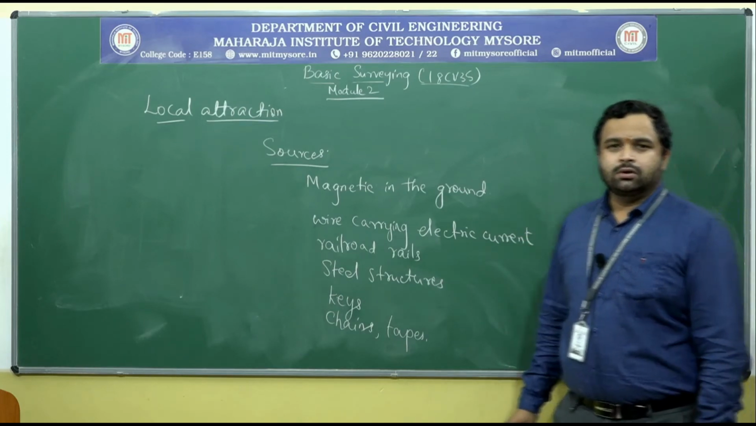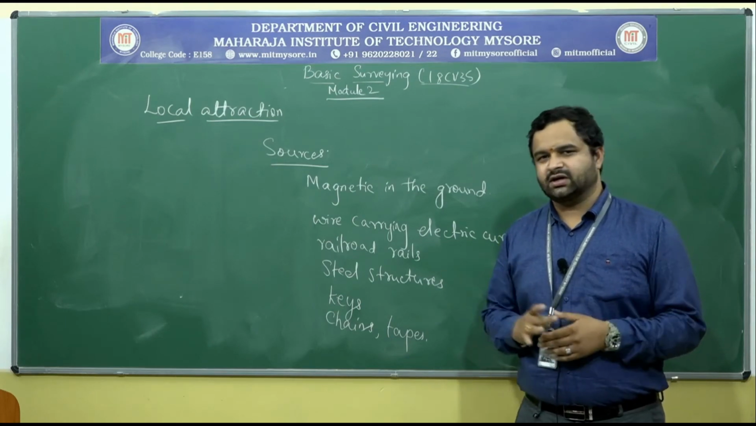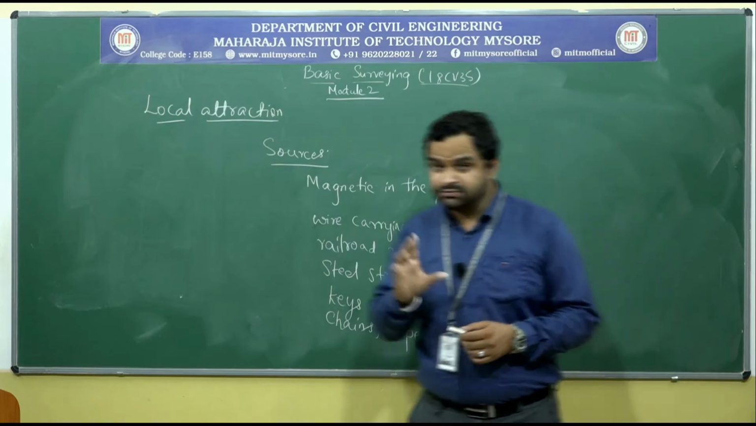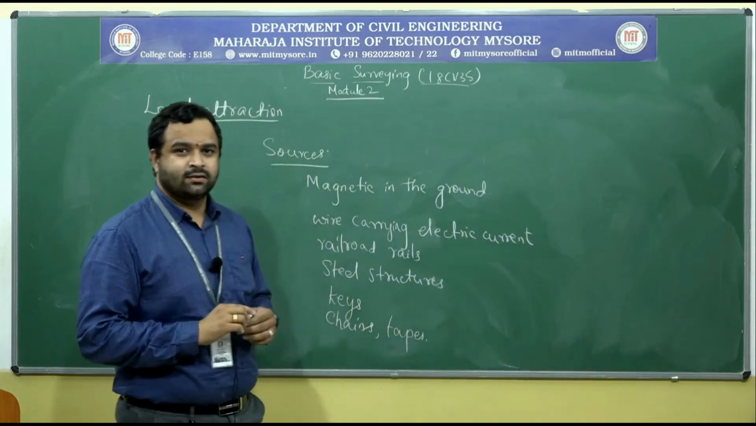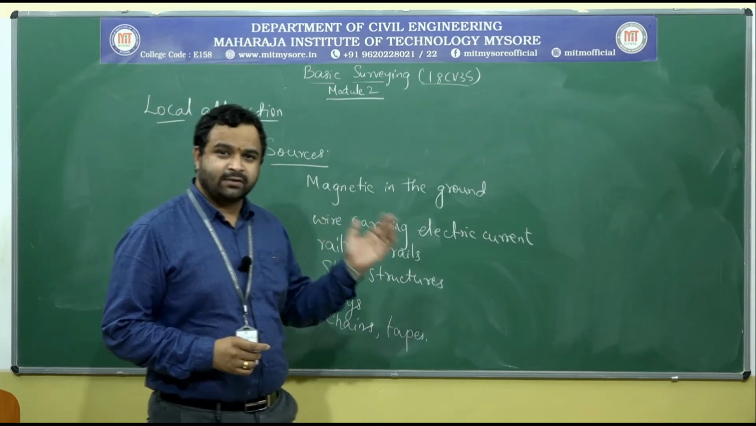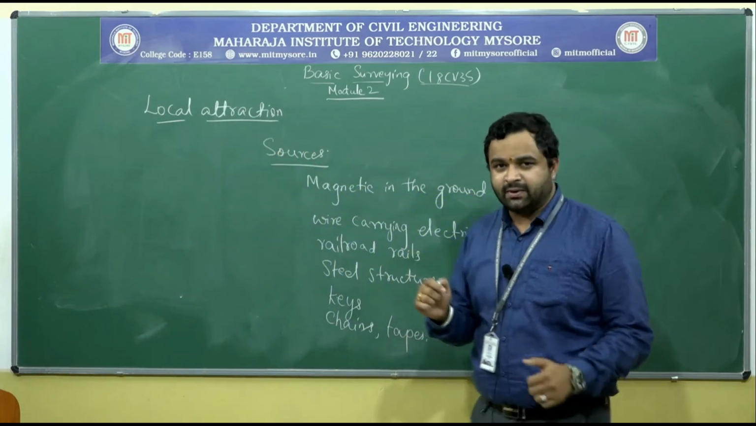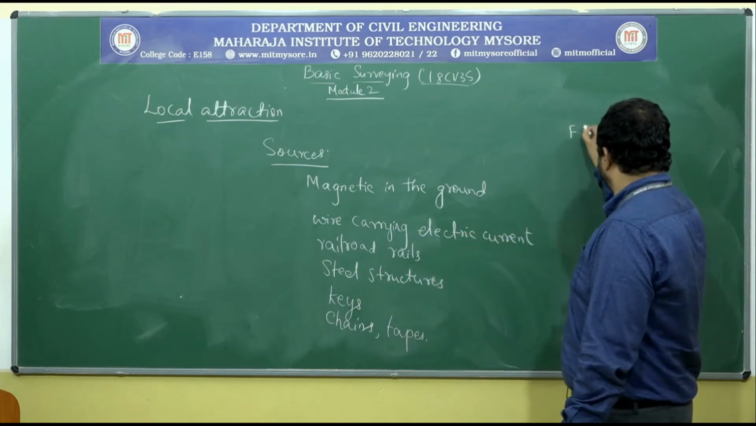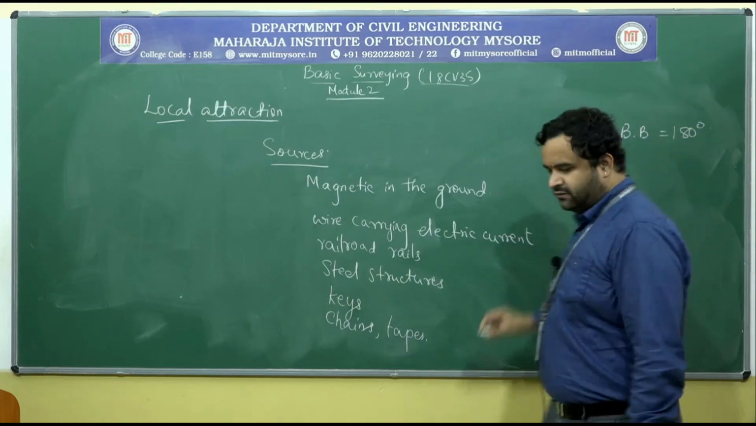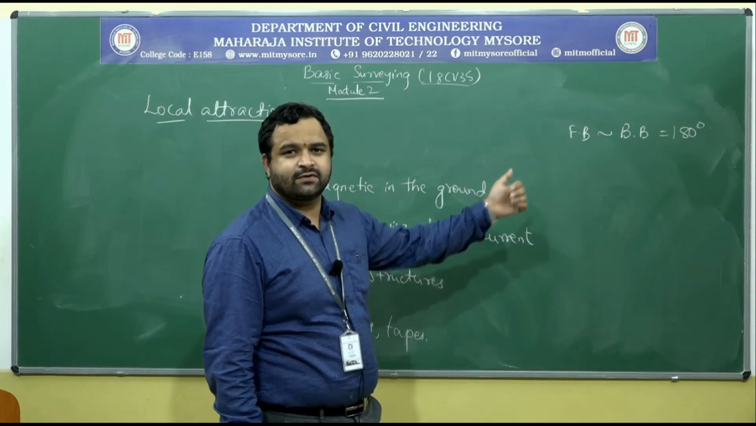So how do you suspect there is local attraction? That is, how do you come to know whether a station is subjected to local attraction? How to detect local attraction? Local attraction can be detected by observing the fore bearing and back bearing of a line at a station. If the difference between the fore bearing and back bearing is exactly equal to 180 degrees, then we can say it is free from local attraction.